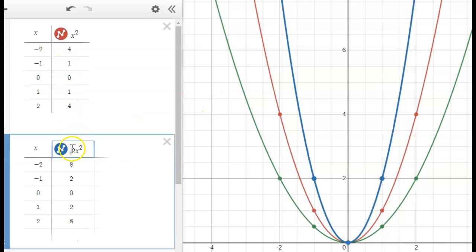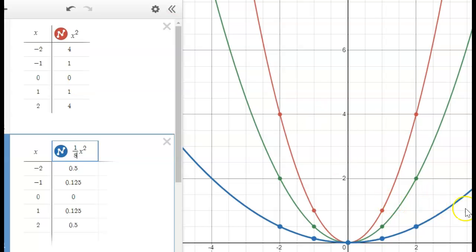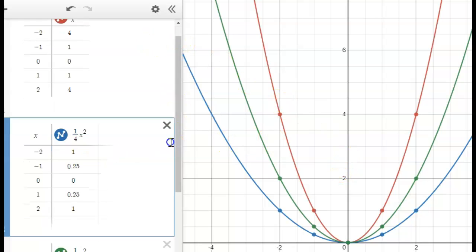So like even if I just came up here and I changed this to, let's do 1/8. You see how wide it gets right here now in blue? And then same thing if I did 1/4, it would be a little closer because that's not as small of a fraction as 1/8.